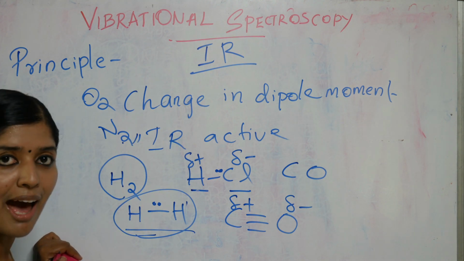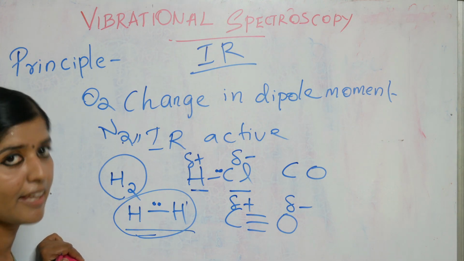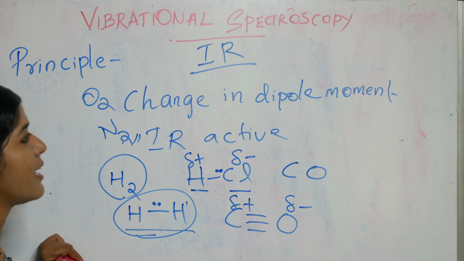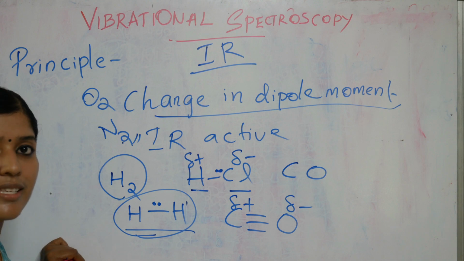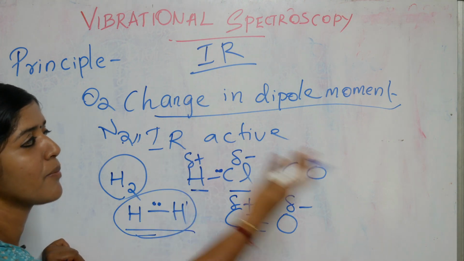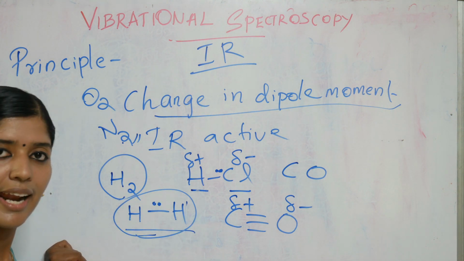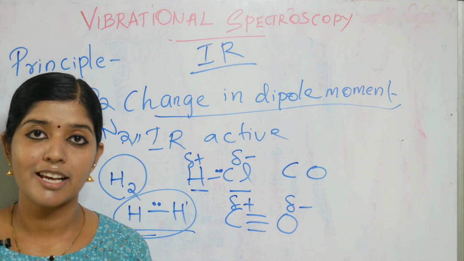In the exam it will be asked why homodiatomic molecules are IR inactive. The reason is that there is no net dipole moment, since both are the same atoms. Since there is no change in dipole moment during vibration, we can say that these molecules are IR inactive. That is the basic principle of IR spectroscopy.